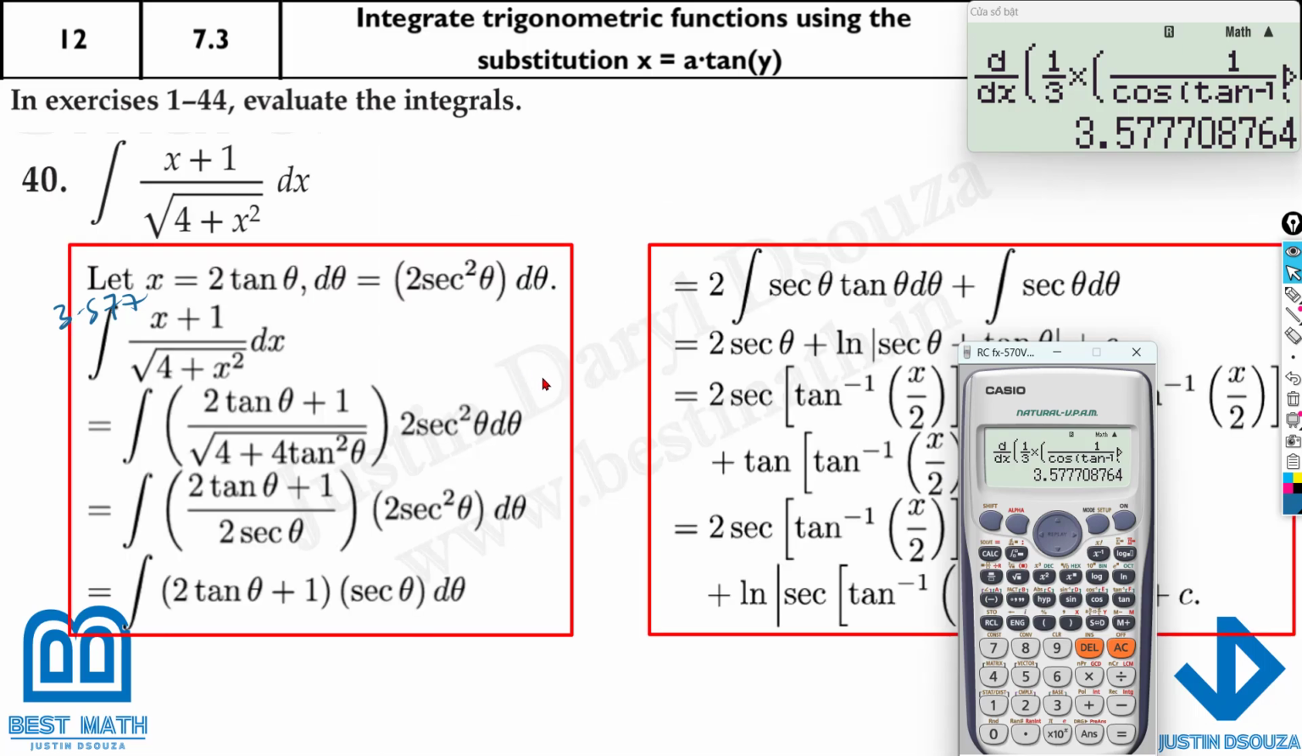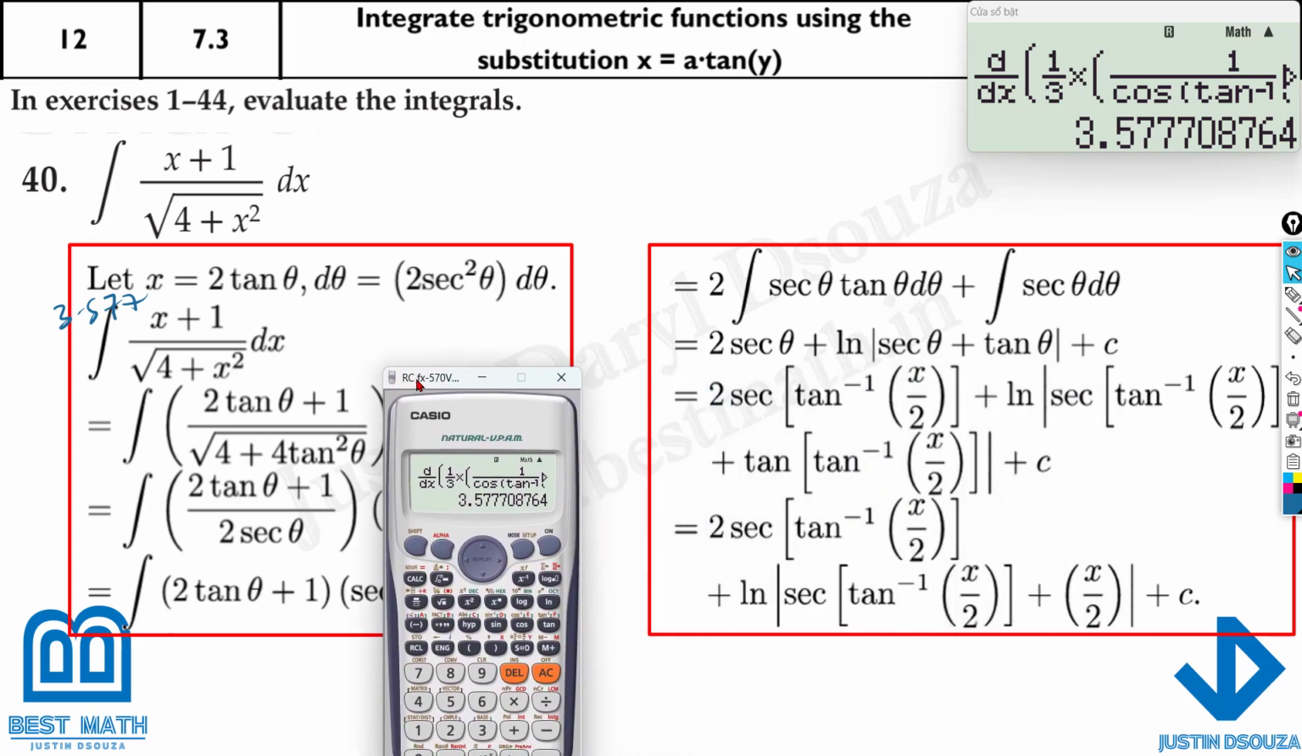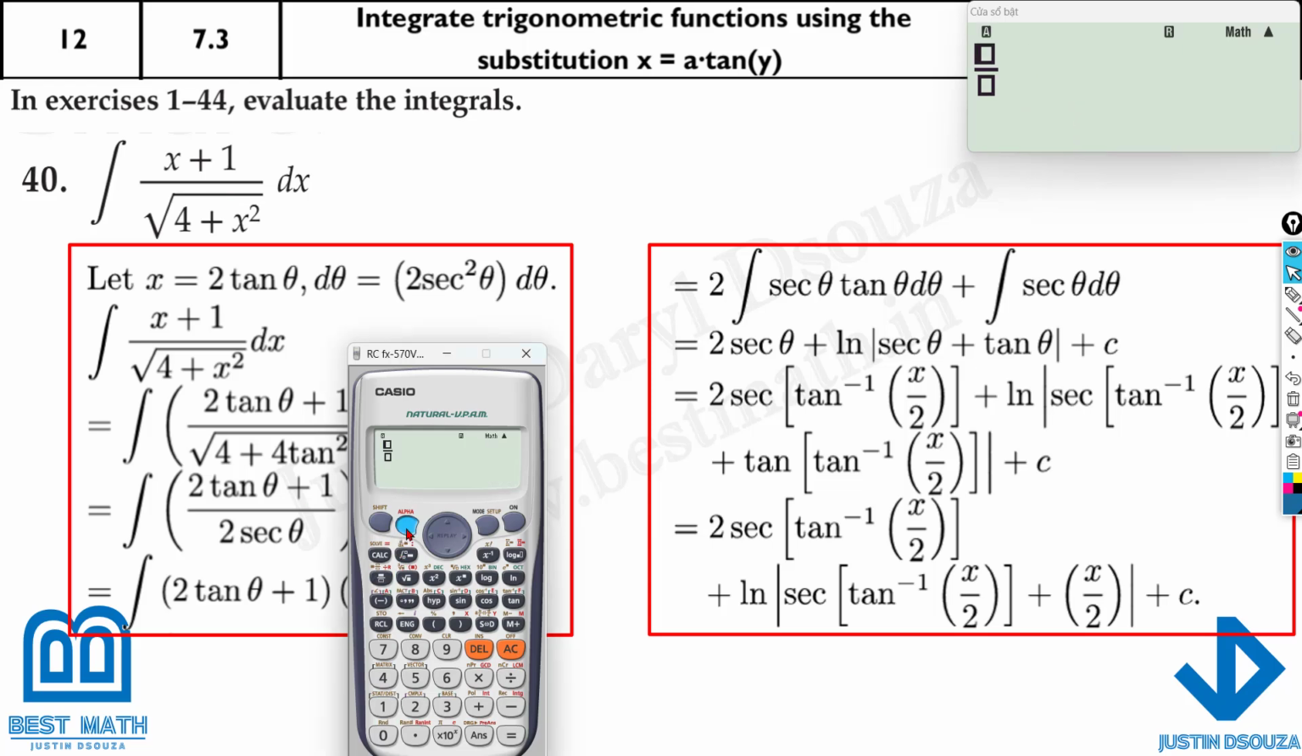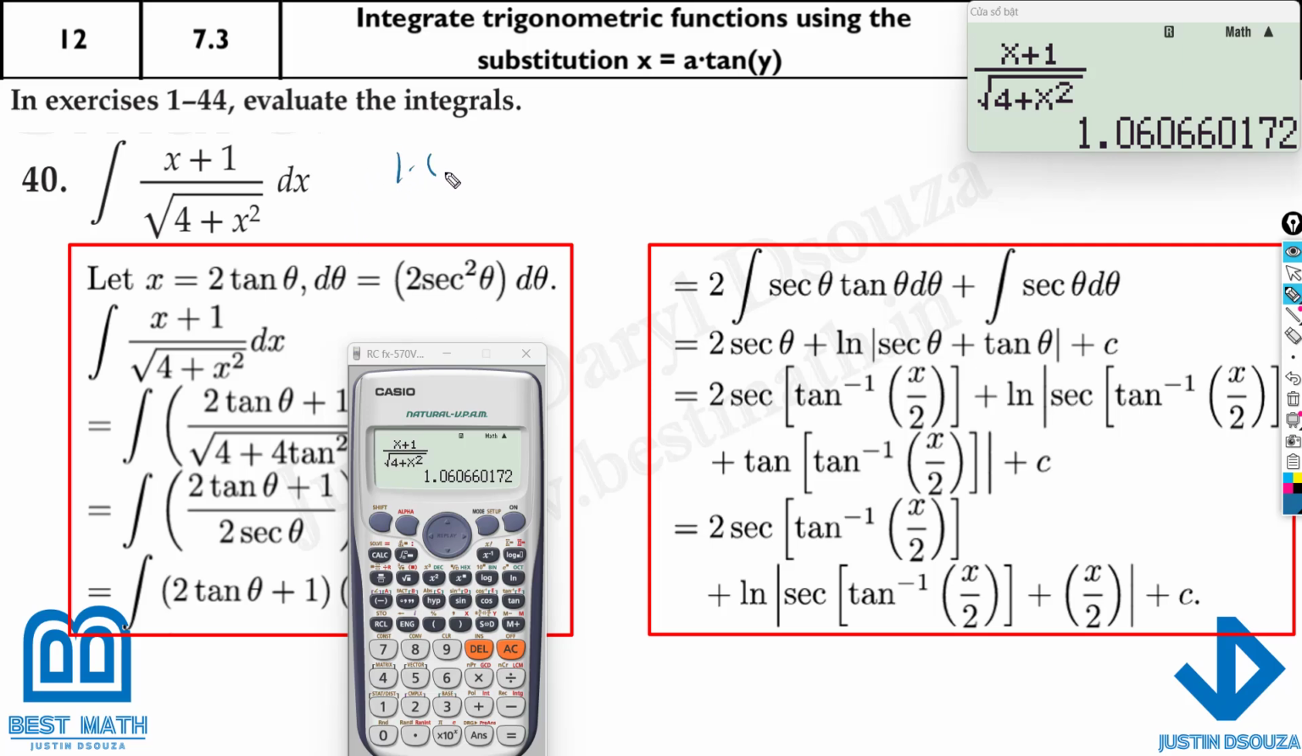Let's even look into this one. Here as well it is secant, isn't it? Now same method, but first let's put in the question. The question is x plus 1 divided by square root of 4 plus x squared. That is shift and alpha and x squared. Calculated at 2, the value is 1.06066. Now I need to derive this up.